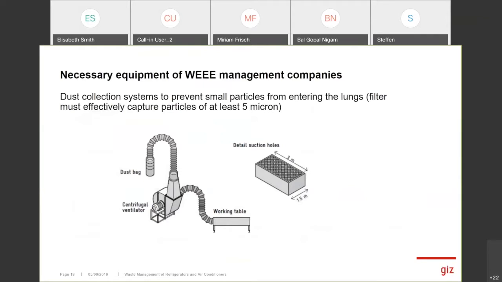The next slide shows equipment for WEEE management companies: a dust collection system to prevent small particles from entering the lungs. The filter must effectively capture particles at least 5 micron small, and this equipment is basically a working table where you put the appliance on, and the working table is connected to a ventilation system with dust bag and filtration system.